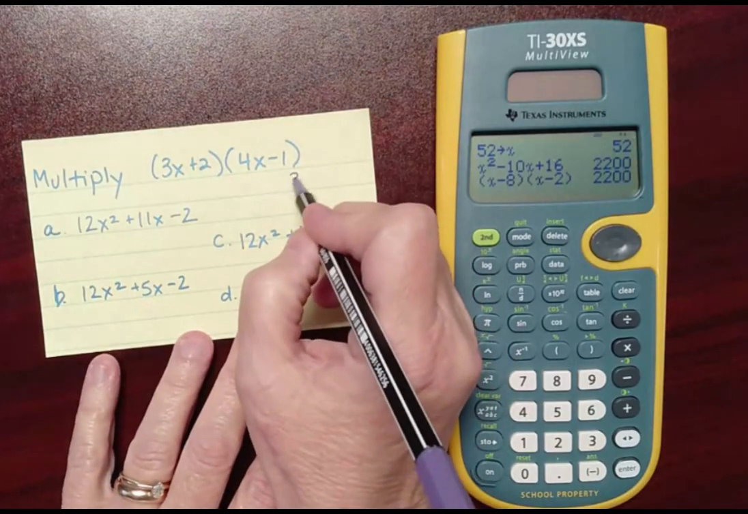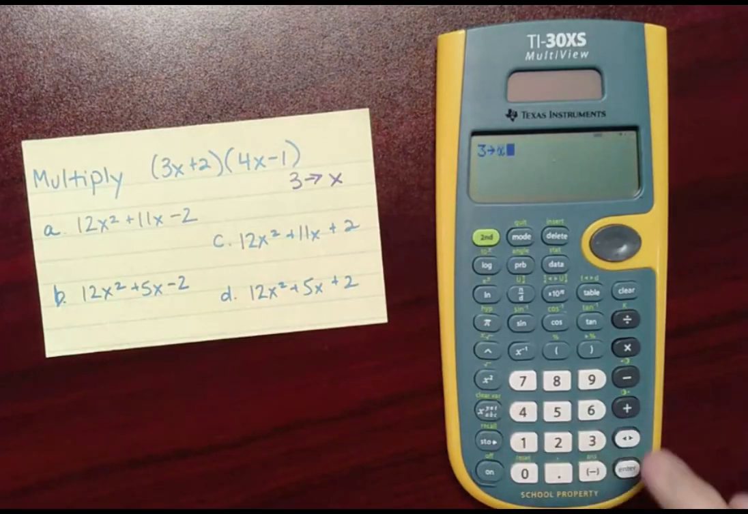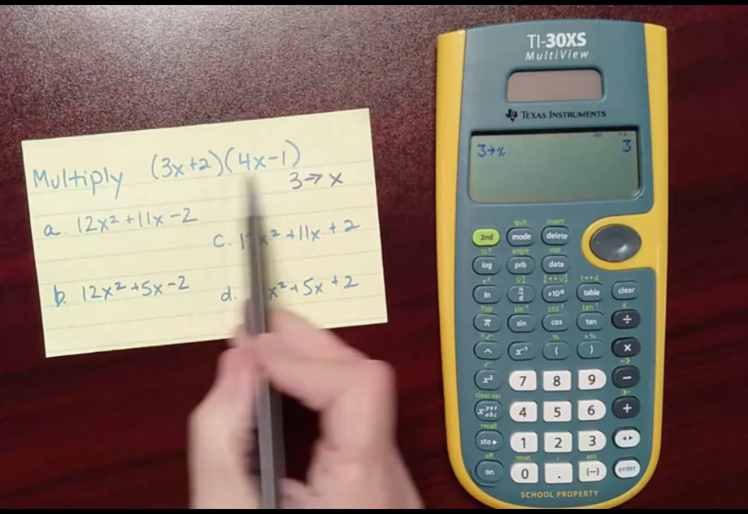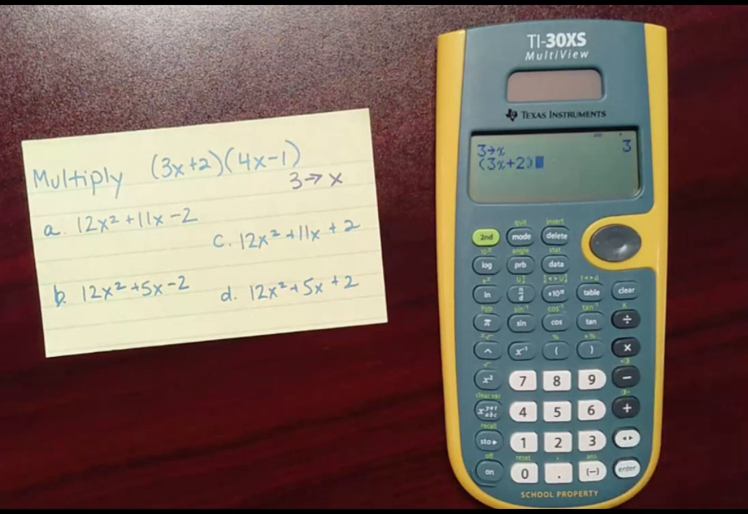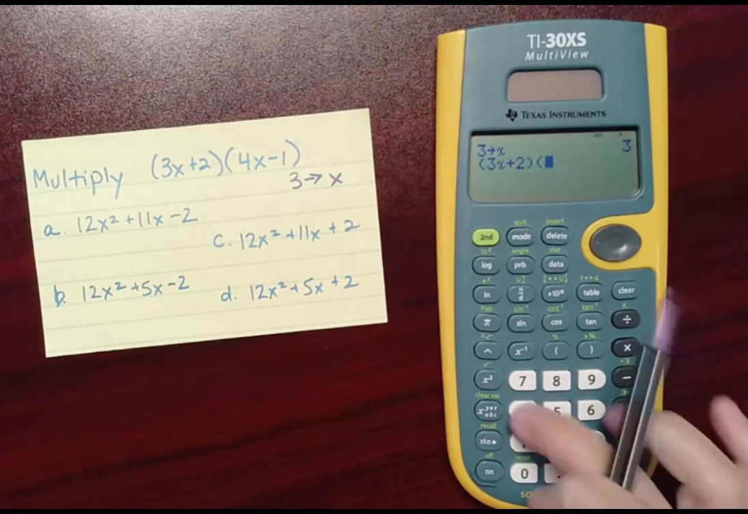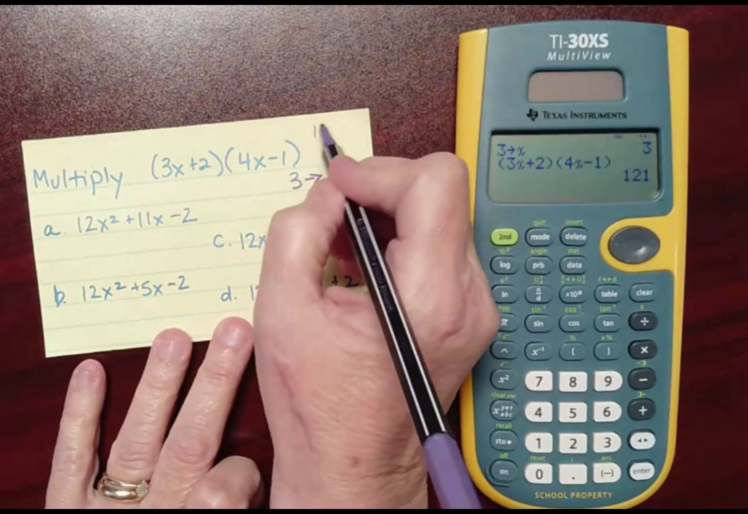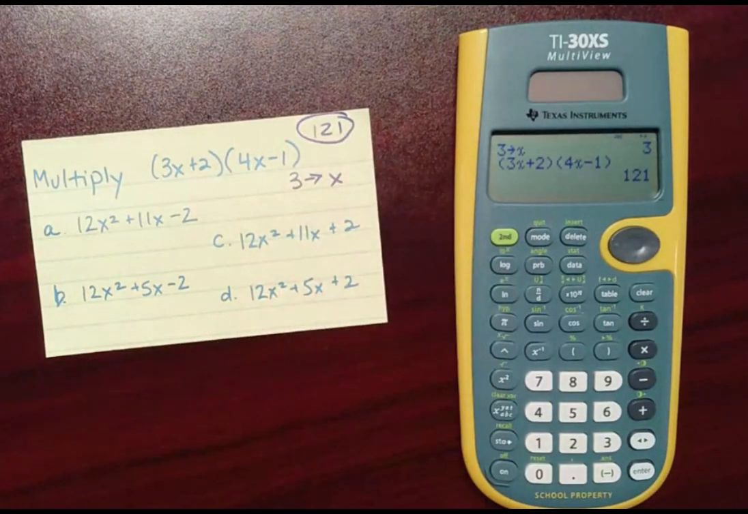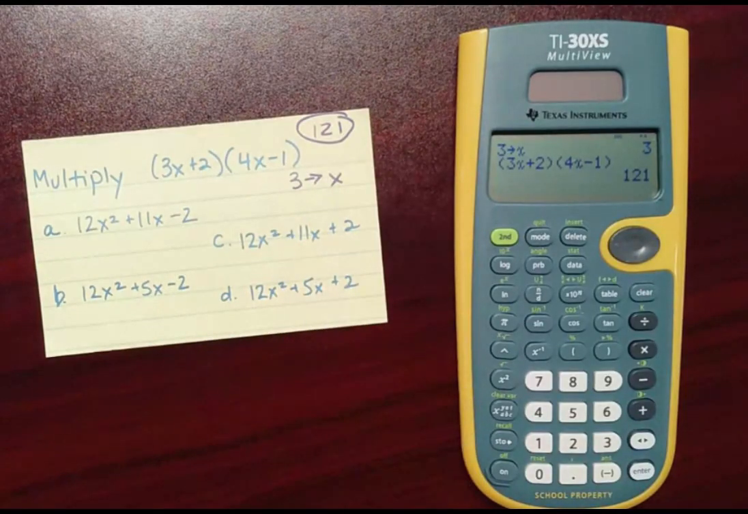So we're going to store 3 for x. Okay, 3, store x, enter. The first step, store the number. Second step, we're going to type in our question. Parentheses, 3x plus 2, close my parentheses, open 4x minus 1, close. And I get the answer 121. That's the magic number I'm looking for. Now we're going to type in our answer choices until we find the one that gives me the same answer, 121, that I got when I typed in the question.